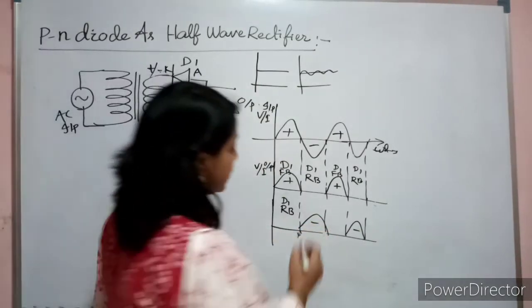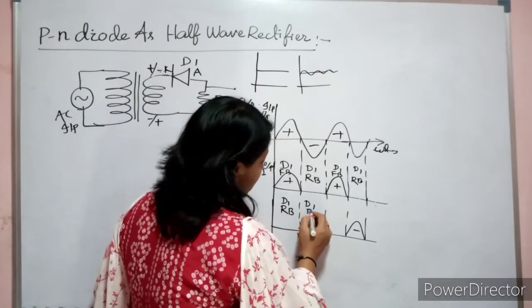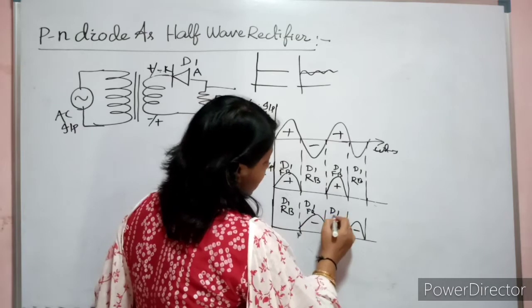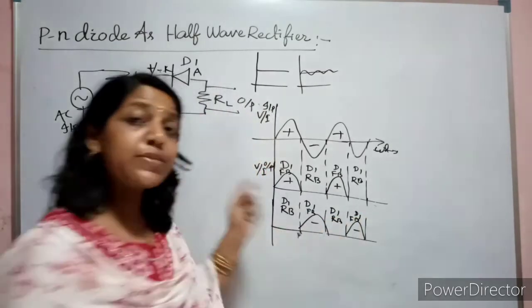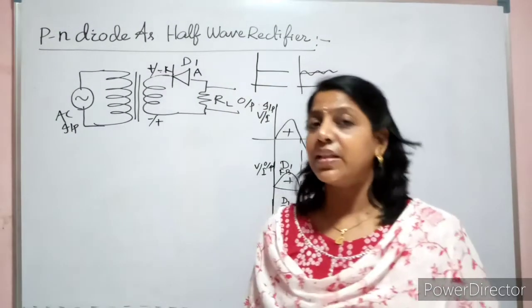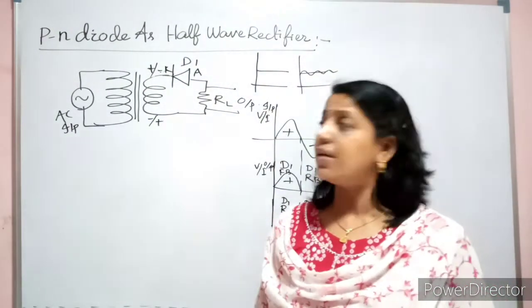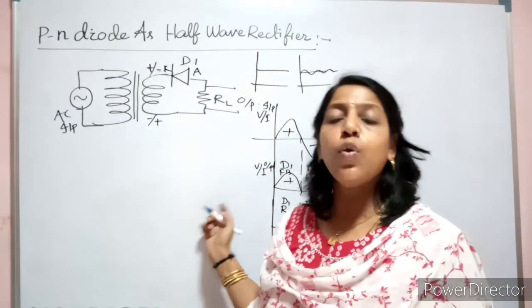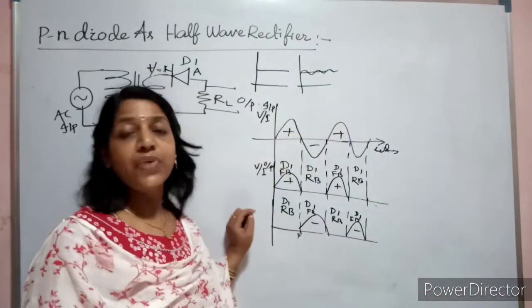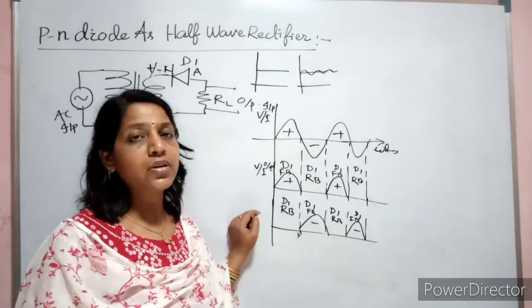What about the positive? Here only your diode D1 is forward biased. In the other case D1 is reverse biased. So it matters how you have given the connection. Sometimes in competitive exams, they will give the connections like this and show the waveforms at the output. You need to find out what the output will be according to the connections.